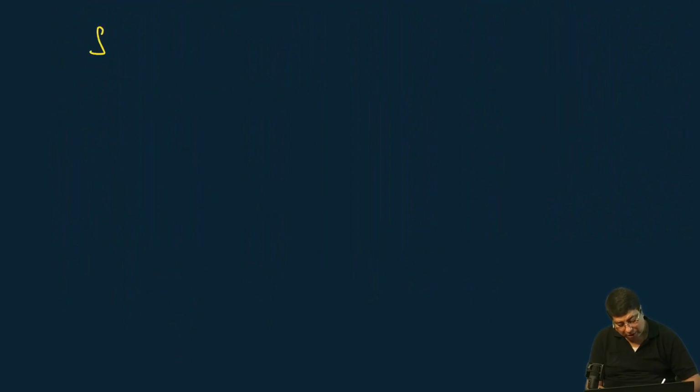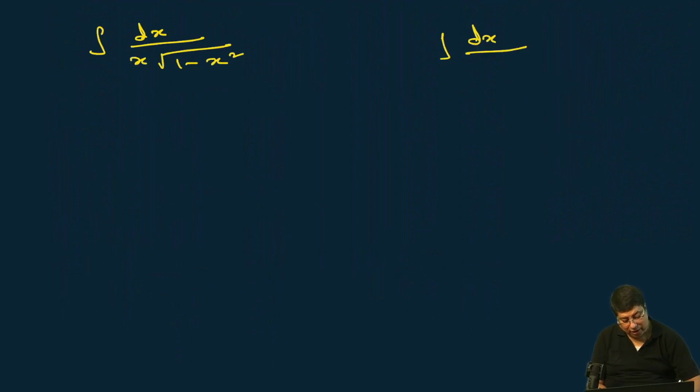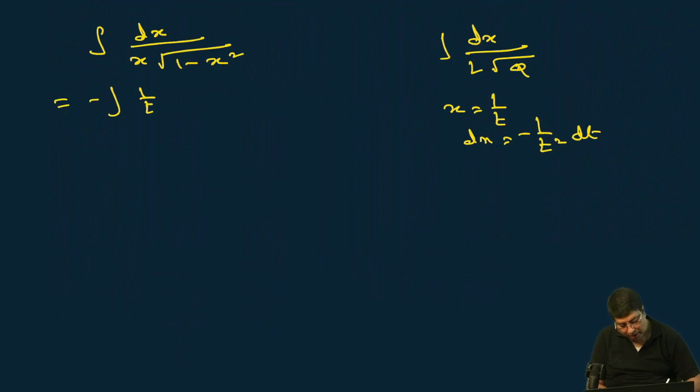Suppose integration dx by x into root over of 1 minus x square. It is also in the form of dx by linear into root over of quadratic. So same thing, I can take x equal to 1 by t. So dx equals minus 1 by t square dt. Therefore I can write minus 1 by t square dt.